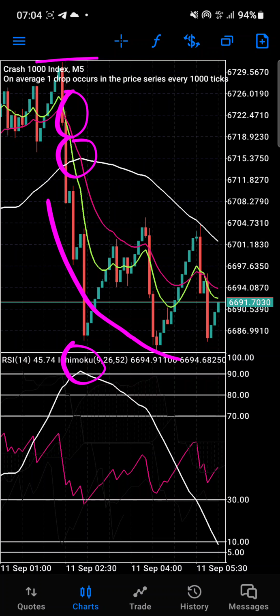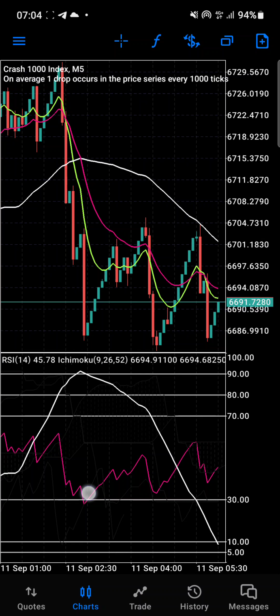So it has been crashing for a very long time, even though it has gotten to the support zone 3 times. 1, 2, 3. It has not been able to break out from there. So if it tries it again and it does not break out from there, then definitely it will go back into an uptrend, most especially once the EMA 9 crosses above EMA 20, which is most likely to happen anytime from now.